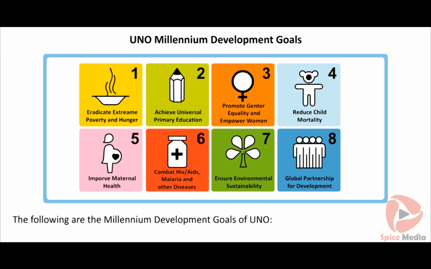The following are the Millennium Development Goals of the UNO. To eradicate extreme poverty and hunger, to achieve universal primary education, to promote gender equality and empower women, to reduce child mortality, to improve maternal health, to fight against HIV, AIDS, malaria and other diseases, to ensure environmental sustainability, to develop a global partnership for development.